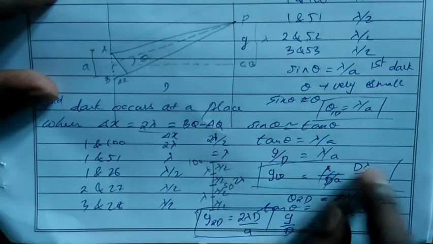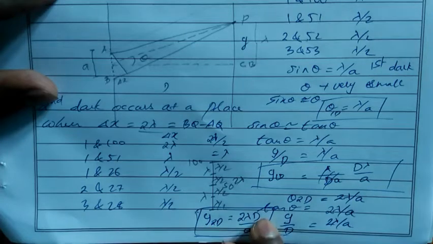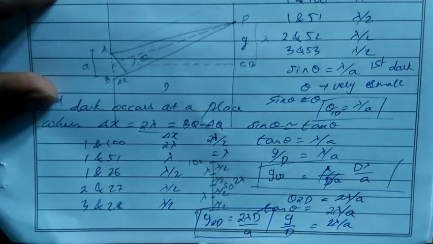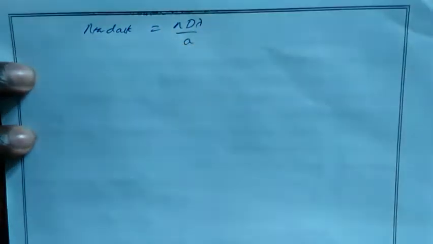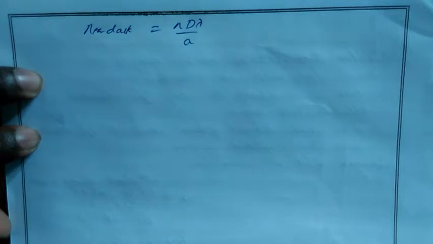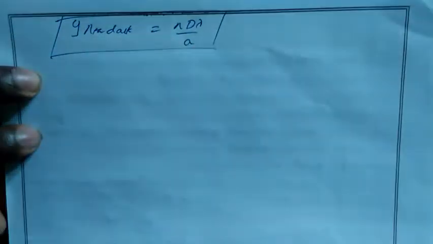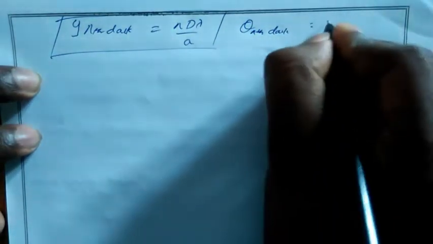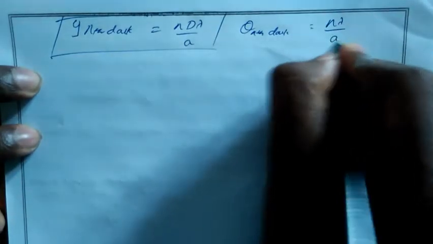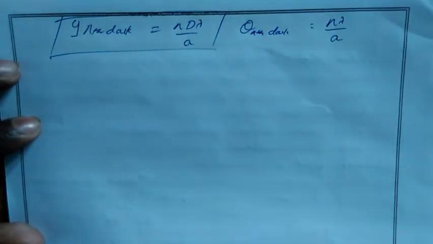For the first dark, y1 is D lambda by a, second dark 2 D lambda by a, third dark 3 D lambda by a. So likewise it will go on. Then for the nth dark we take n D lambda by a. So y n will be n D lambda by a. Then theta for the nth dark will be n lambda by a.